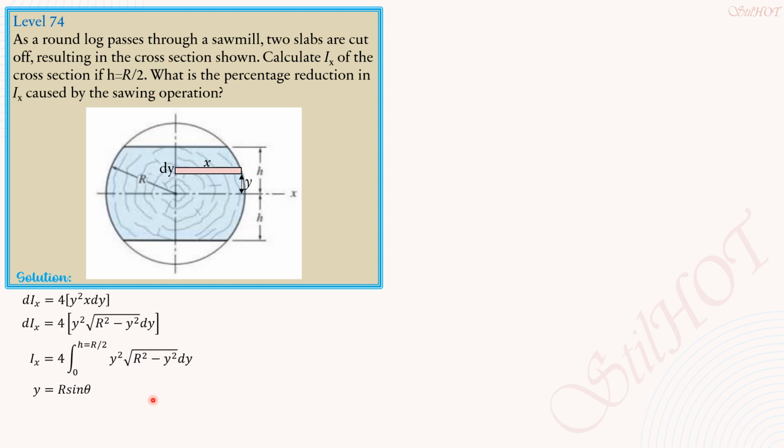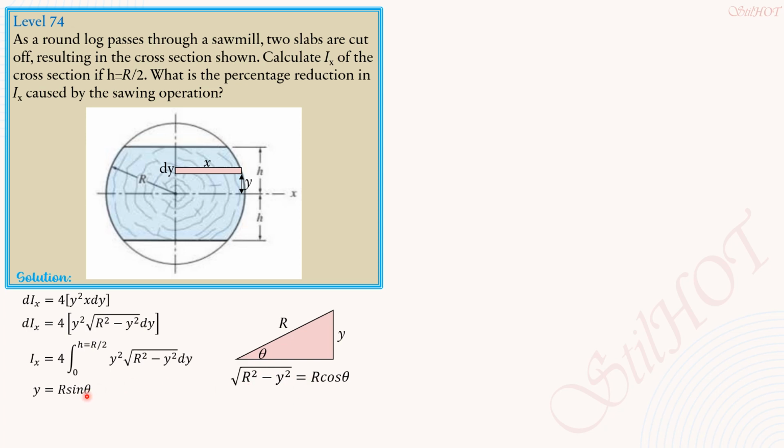Let's have a right triangle defining y equals r sine theta. So this is y, opposite, r hypotenuse. Then this is the square root of r squared minus y squared, which is also r cosine theta from the figure.